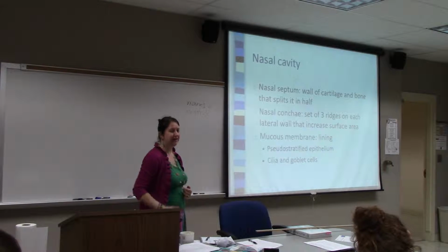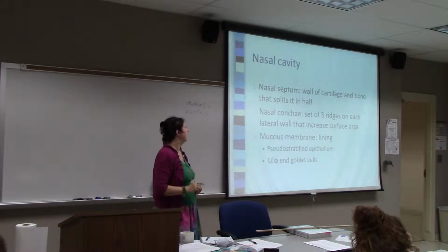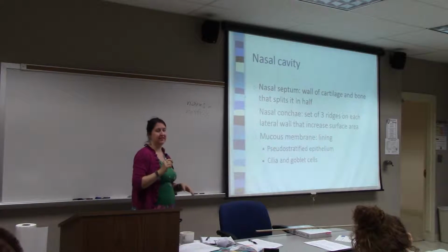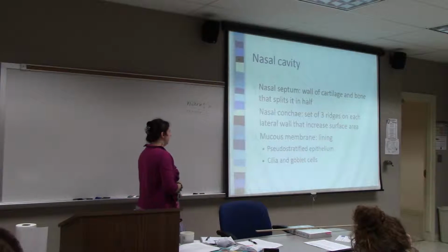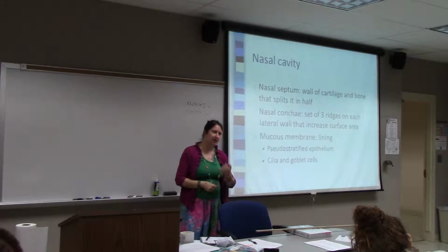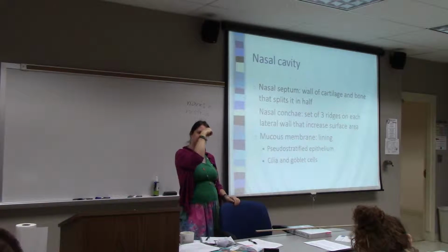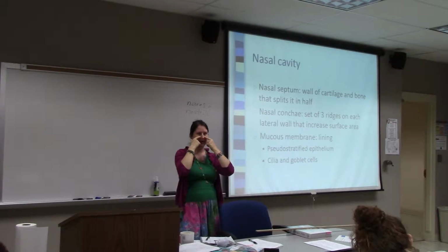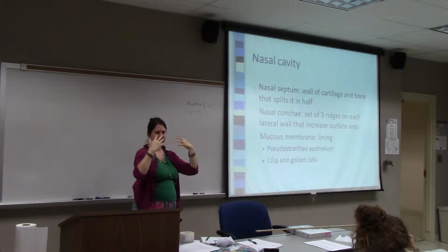Inside the nasal cavity, you've got the septum that divides it into 2. And like the outer nose, it's a little bit bone and then mostly cartilage. Nasal conchae, we saw on the picture, those ridges on the side. They're basically little scroll-shaped bones that stick out from the outer wall of the nasal cavity and increase the surface area that the air is going past.